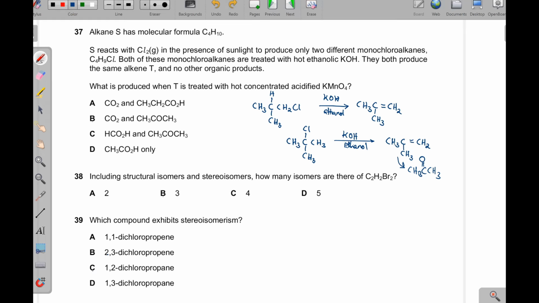You see that? So after oxidation, when we break here, we shall get methanoic acid, but then it will break down to give us carbon dioxide, and then this one will give us the ketone. So that means we are going to have CH3, C, then CH3, plus the carbon dioxide. And when we look at our answers here, it is option B. Then question 38, including structural isomers and stereoisomers, how many isomers are there for that compound there?